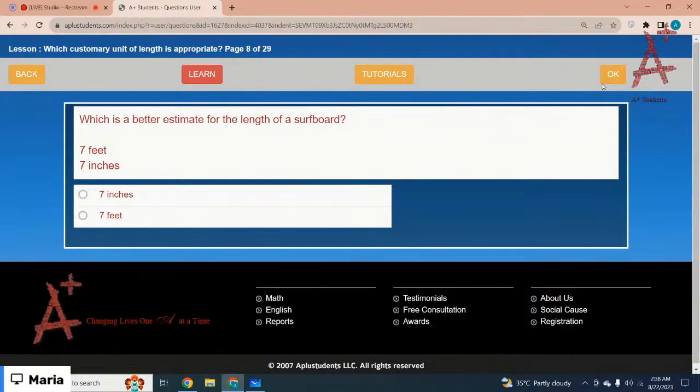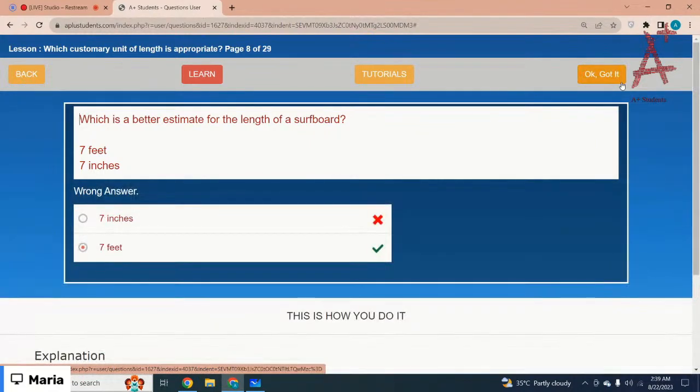Okay, the next one is which is the better estimate for the length of a surfboard? That is just a surfboard, right? So it would be 7 inches. Oh, that would be 7 feet. 7 inches is too short then.